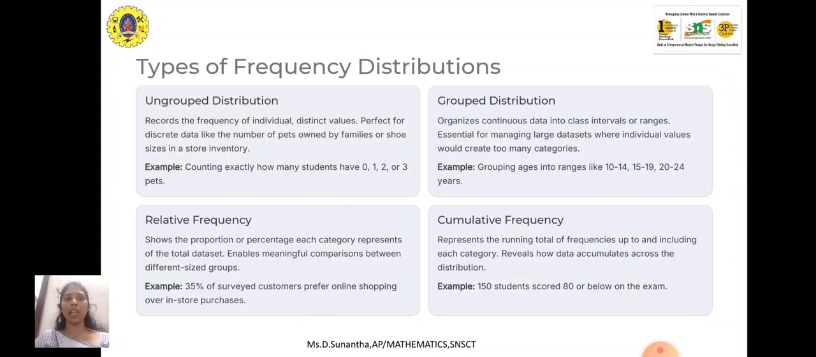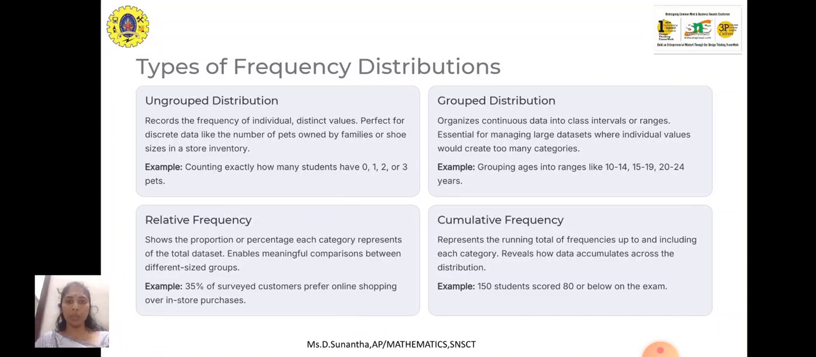Now let us see the types of frequency distributions. Those are ungrouped, grouped, relative and cumulative. So ungrouped records the frequency of individual, distinct values from discrete data, like the number of pets owned by families or shoe size in a store inventory.